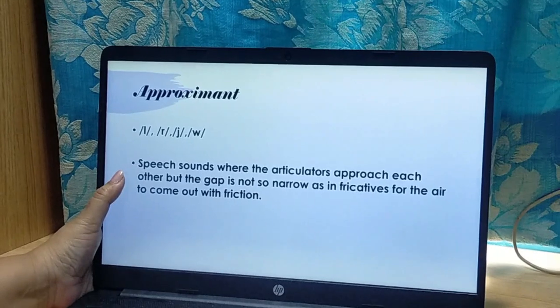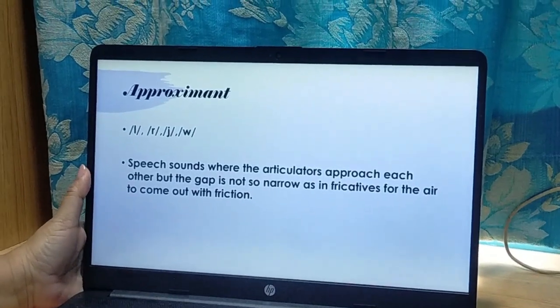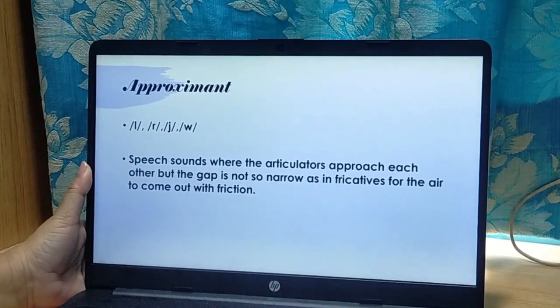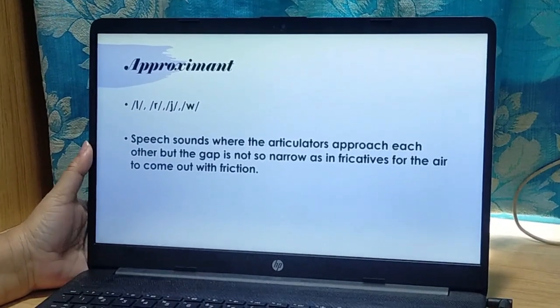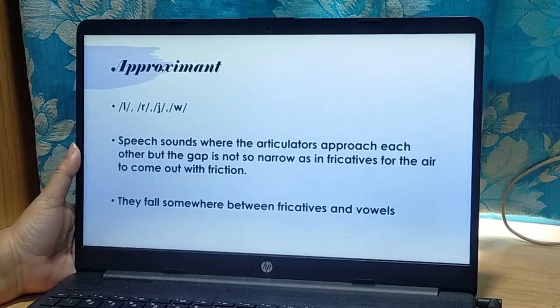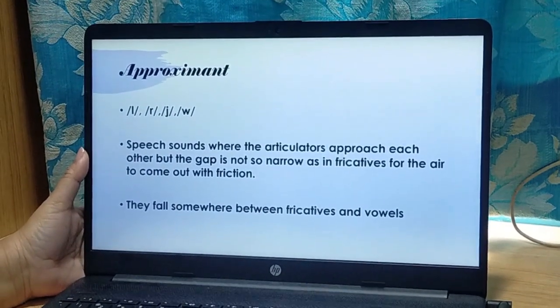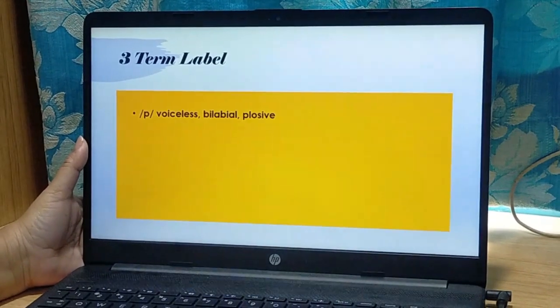Hence, approximants are speech sounds where the articulators approach each other, but the gap is not so narrow as in fricatives for the air to come out with friction. They fall somewhere between fricatives and vowels.